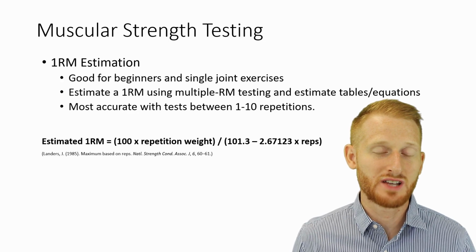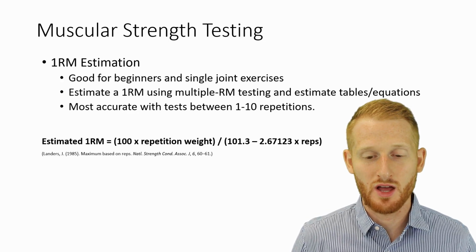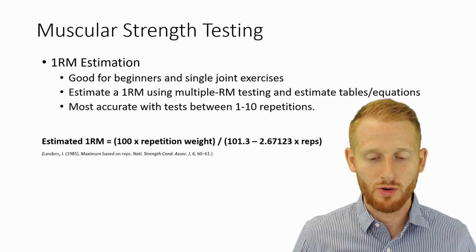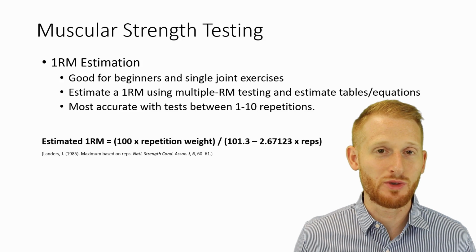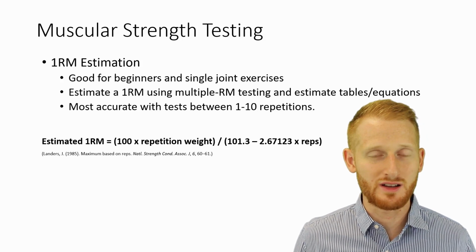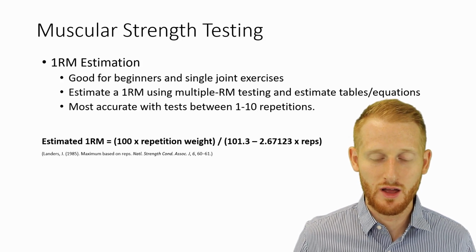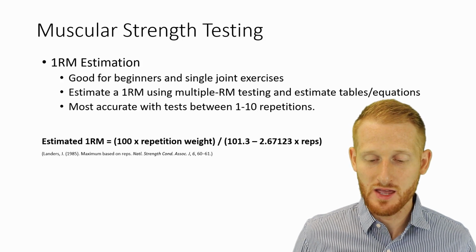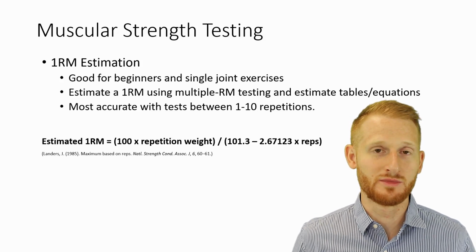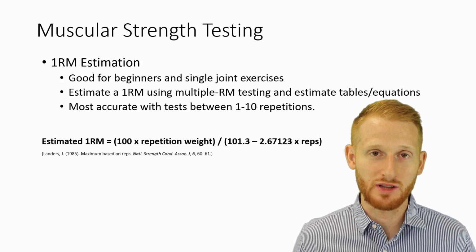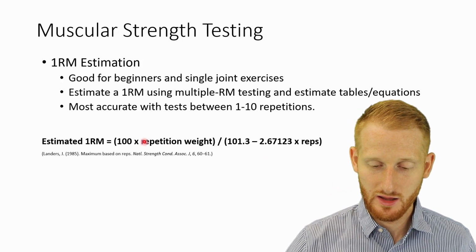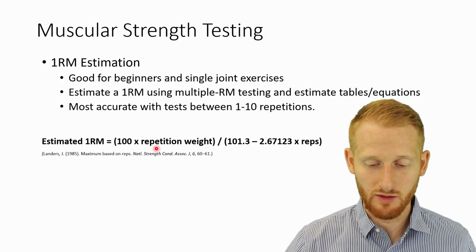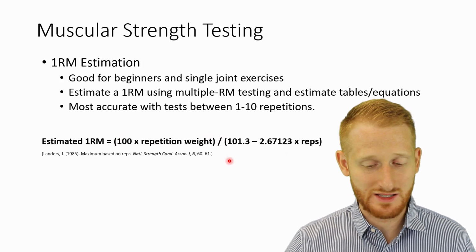So as mentioned, there are times, specifically doing single joint exercises, where a 1RM probably isn't your best choice. One thing that you can do that is very easy and gets you to an estimated 1RM is to do a multiple RM test and then calculate what the 1RM would have been. So here's an example of a formula that is capable of estimating 1RM. It does a really nice job.